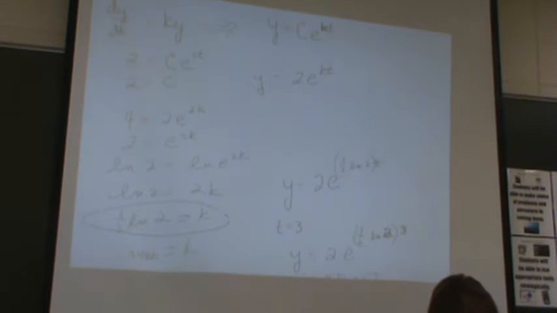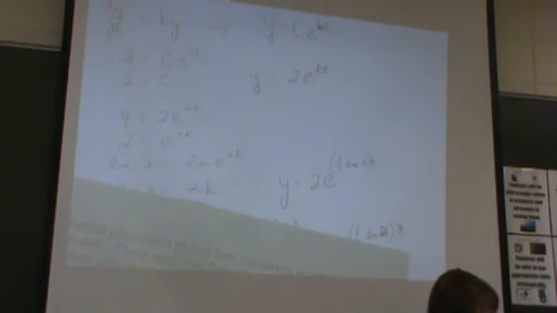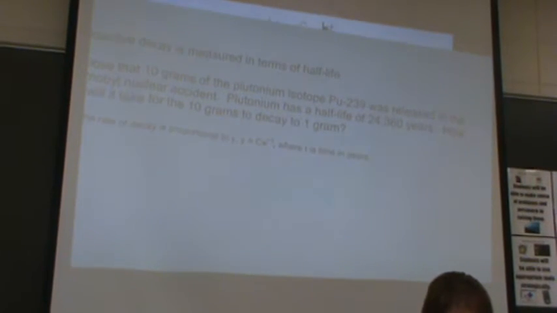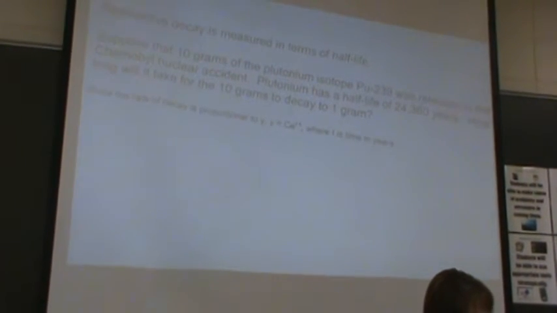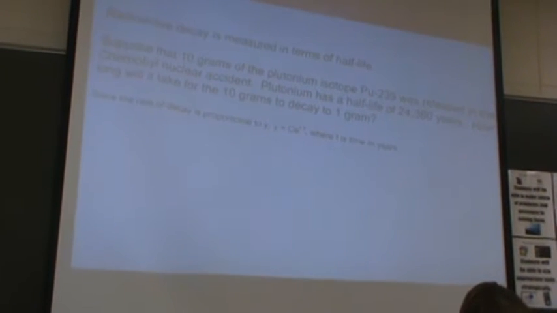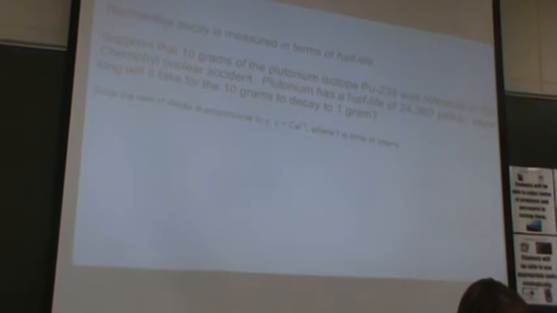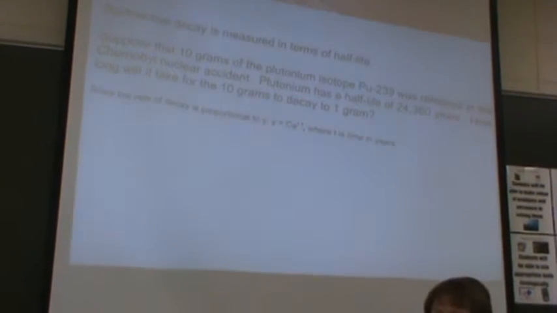Okay, you picked up a worksheet that was green, I believe. And the next example that I'm going to use is the radioactive example, so let's find that one. Radioactive decay is measured in terms of half-life. Suppose that 10 grams of plutonium, isotope Pu-239, was released in the Chernobyl nuclear accident. Plutonium has a half-life of 24,360 years. That stuff is around for a very long time. How long will it take for the 10 grams to decay to 1 gram?